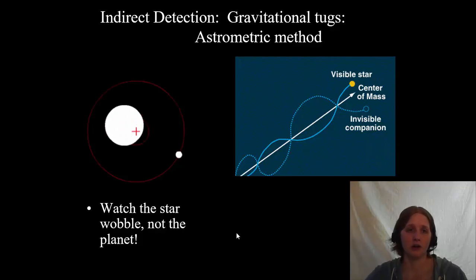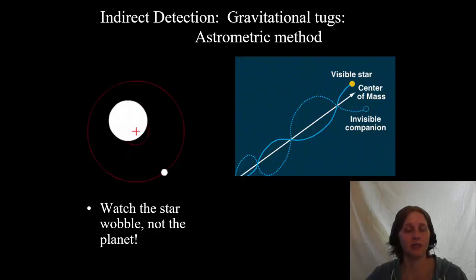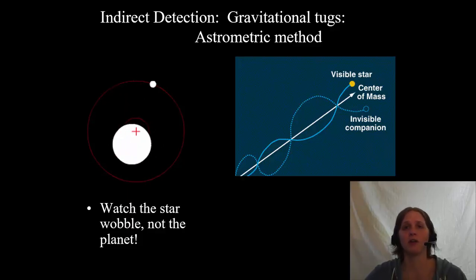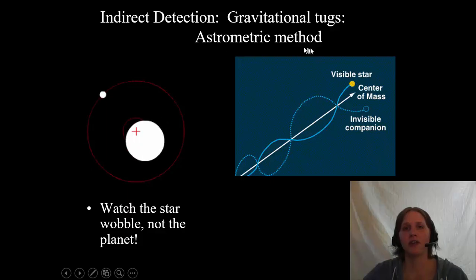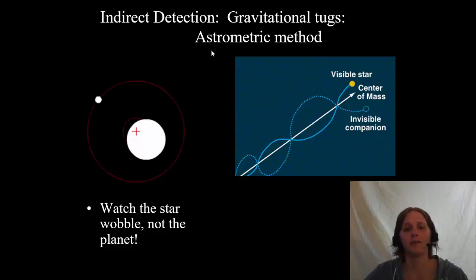Our planets do this to our sun as well. Jupiter is the most massive planet, and Jupiter is pretty far away from the sun, so the effect is much weaker in our solar system. Nonetheless, finding this is still pretty tricky. You have to be able to measure the positions of stars very, very accurately.